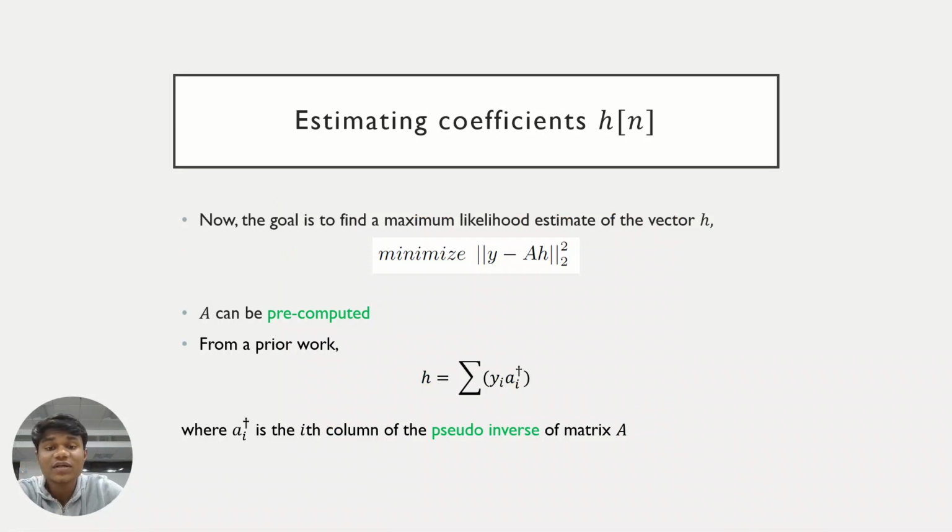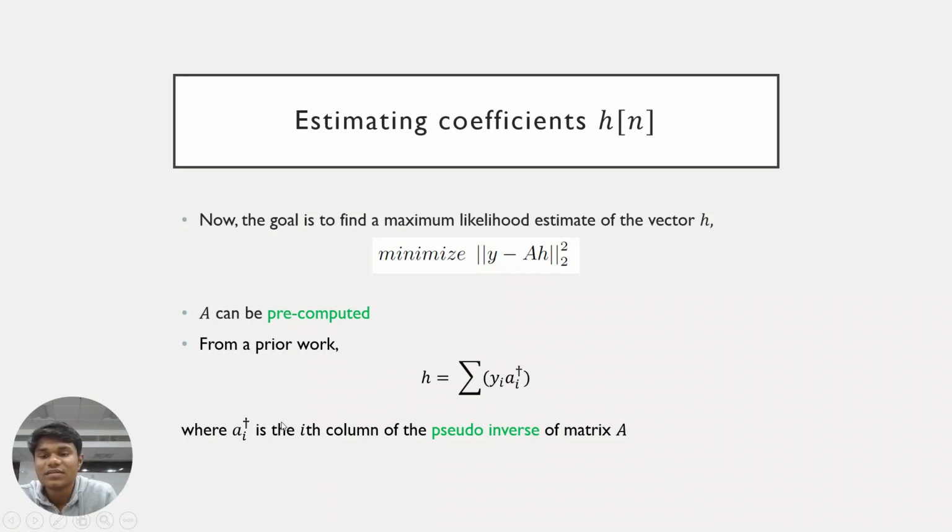And from prior work, we already know that h can be figured out using this formula, which is a sigma of yi times the ith column of A dagger. This sign is called dagger. I recently figured this out.